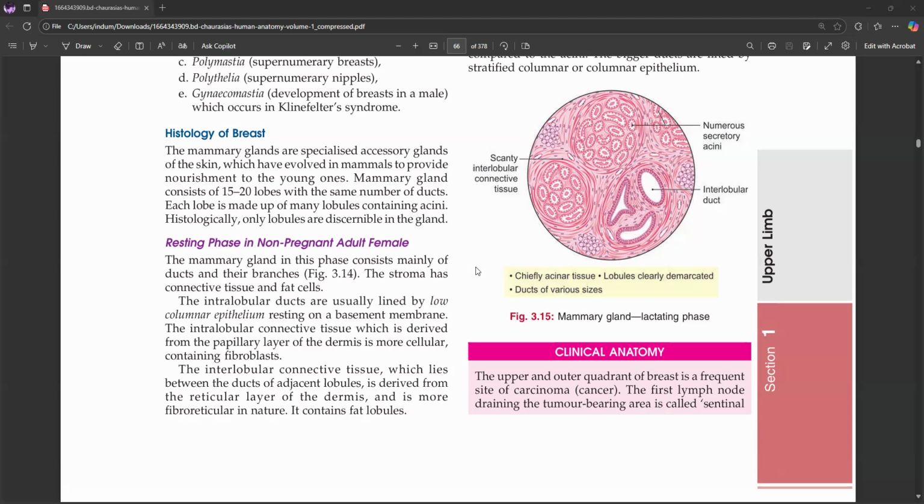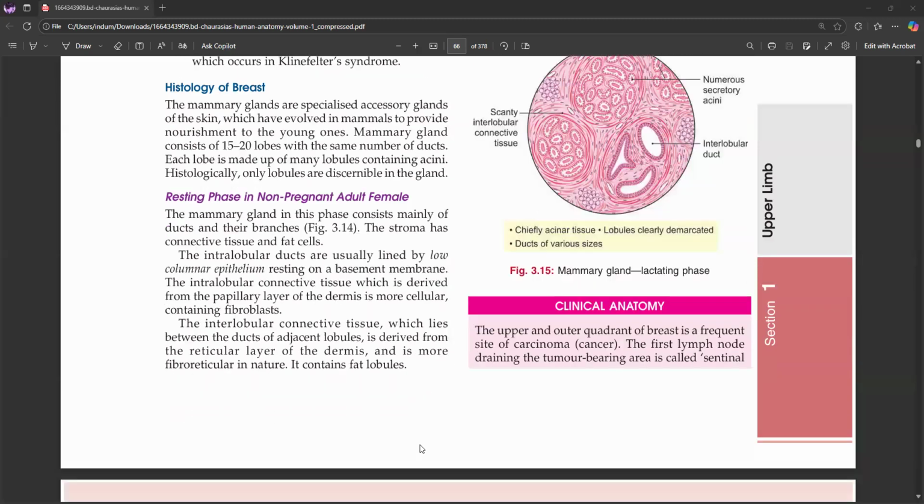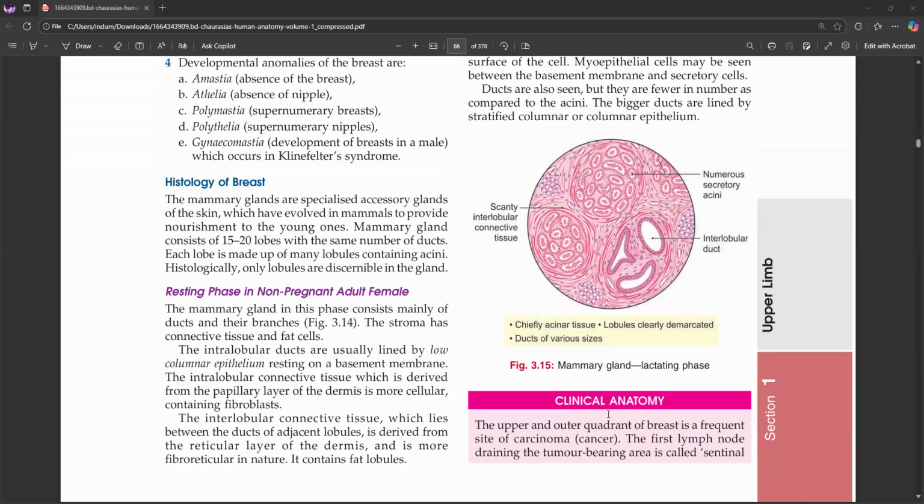Resting phase in non-pregnant adult female. The mammary gland in this phase consists mainly of ducts and their branches. Figure 3.14. The stroma has connective tissue and fat cells. The intralobular ducts are usually lined by low columnar epithelium resting on a basement membrane. The intralobular connective tissue, which is derived from the papillary layer of the dermis, is more cellular, containing fibroblasts. The interlobular connective tissue, which lies between the ducts of adjacent lobules, is derived from the reticular layer of the dermis and is more fibroreticular in nature.